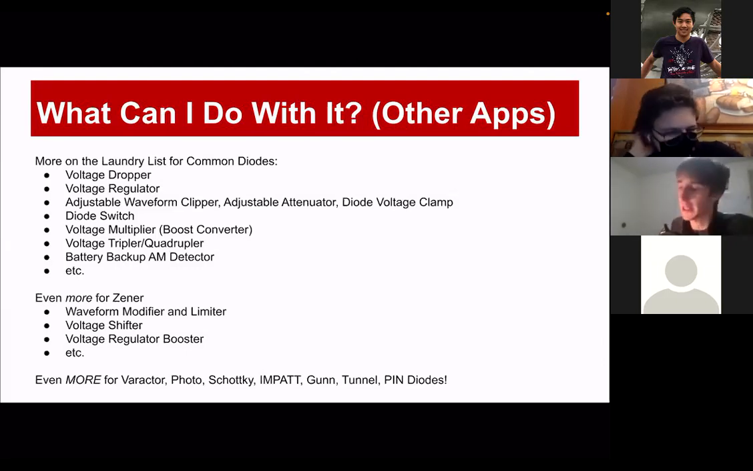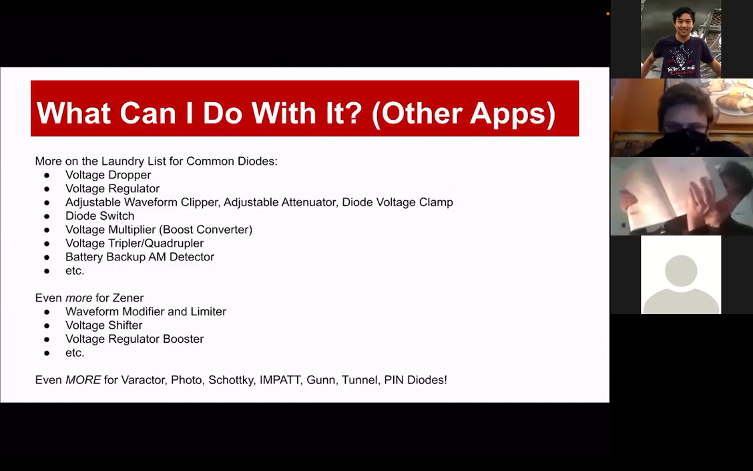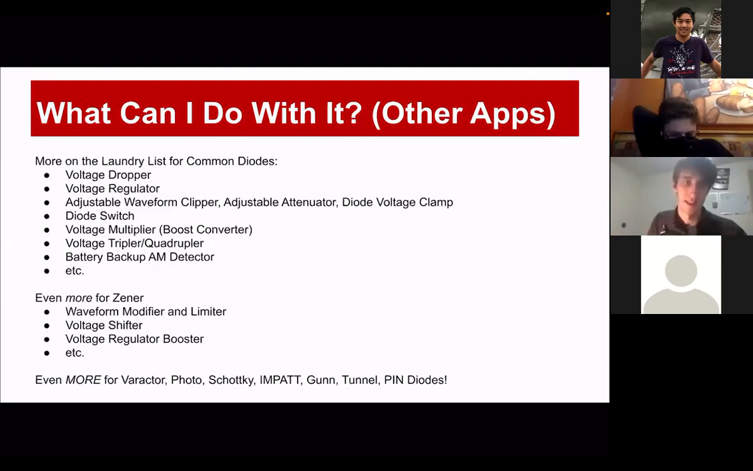All of these applications will be included in a PDF that I will post to the slides Google Drive link that we have up there. These are all from a chapter in this book that I steal content from called Practical Electronics for Inventors. A lot of the pictures came from the diodes chapter in here.